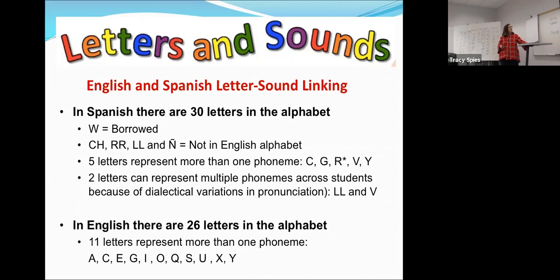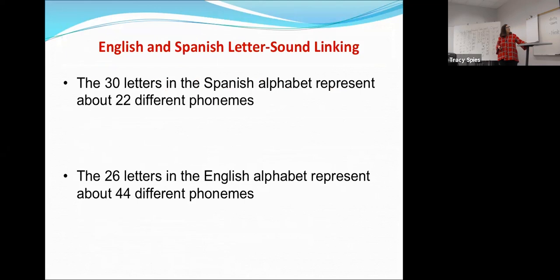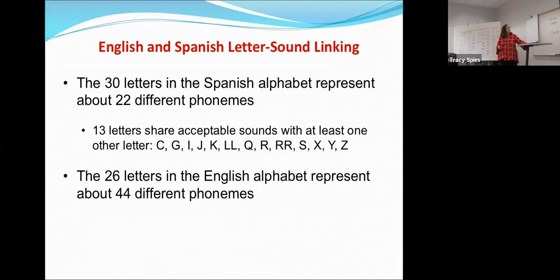In English, there's 11 letters that represent more than one sound. All of our vowels have more than one sound, right? Our letter C has the soft and hard. G, hard and soft, right? But we also have letters like the X, right? X can say what? X can say KS, and X can say Z, right? Like in xylophone.